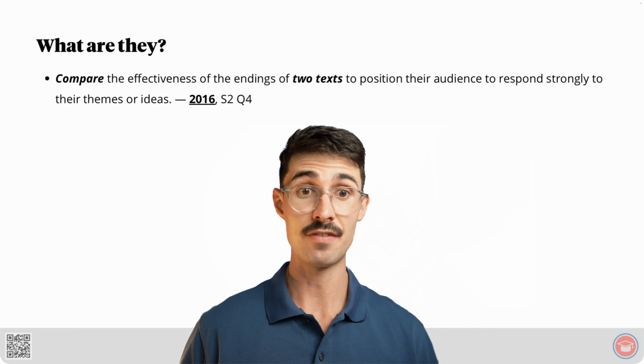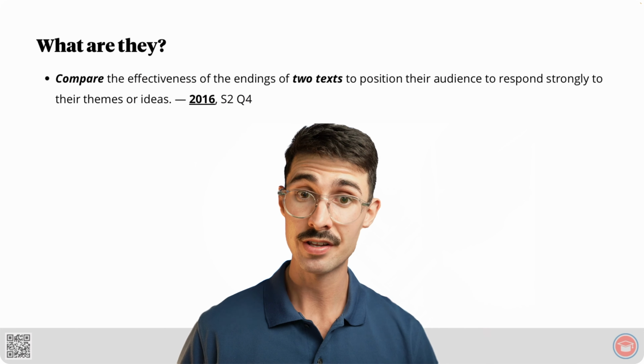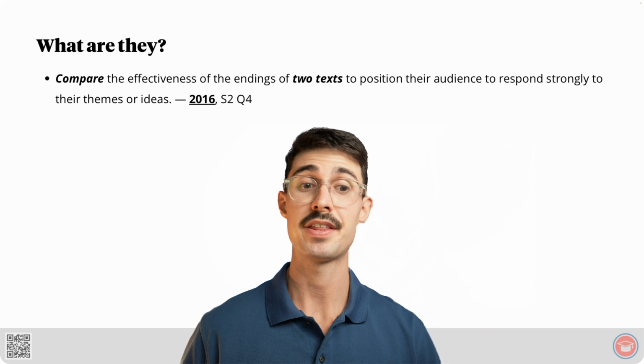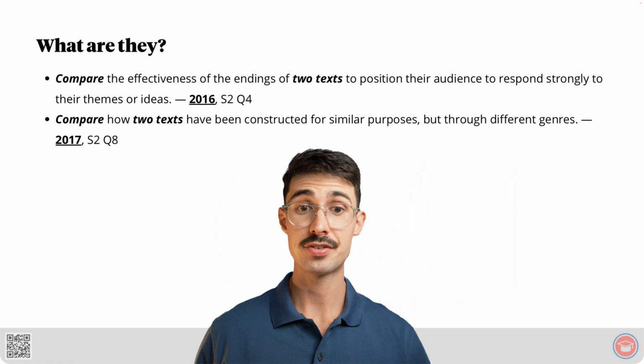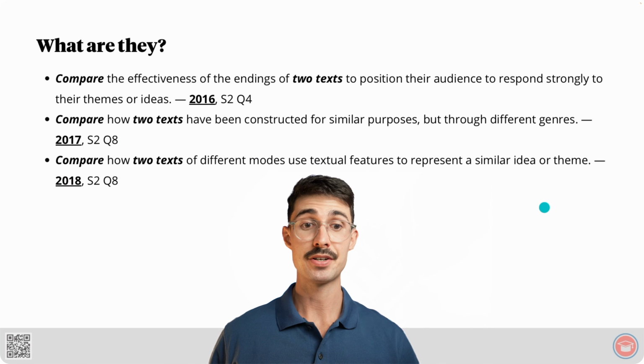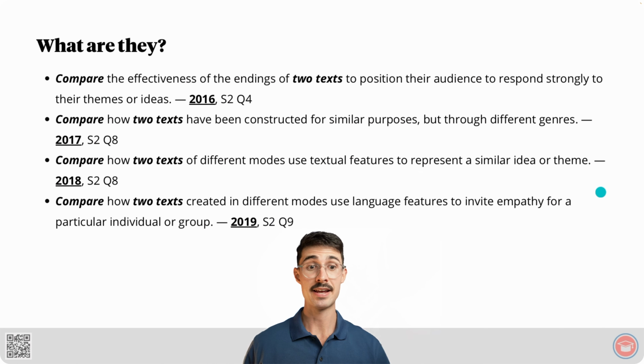Compare the effectiveness of the endings of 2 texts to position their audience to respond strongly to their themes or ideas. 2017, compare how 2 texts have been constructed for similar purposes but through different genres. 2018, compare how 2 texts of different modes use textual features to represent a similar idea or theme. 2019, compare how 2 texts created in different modes use language features to invite empathy for a particular individual or group. 2020, what a terrible year.